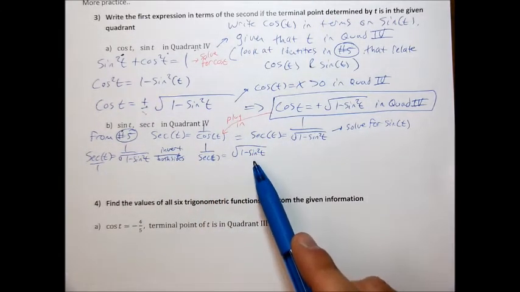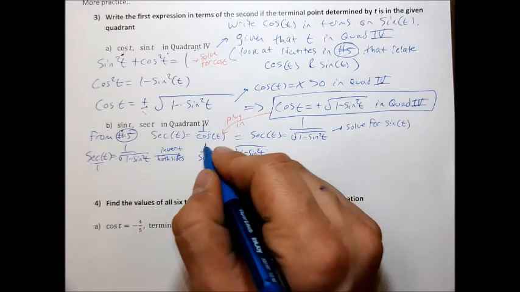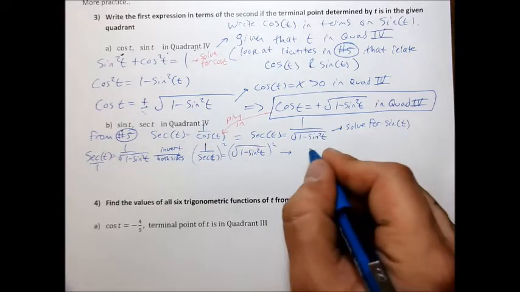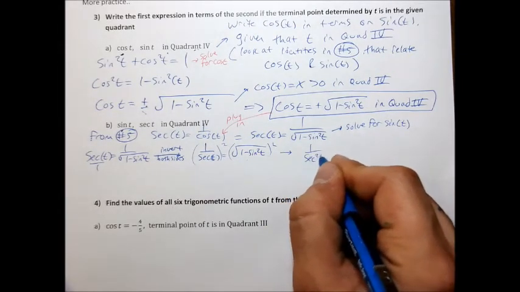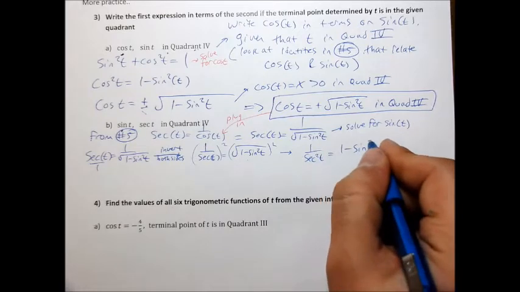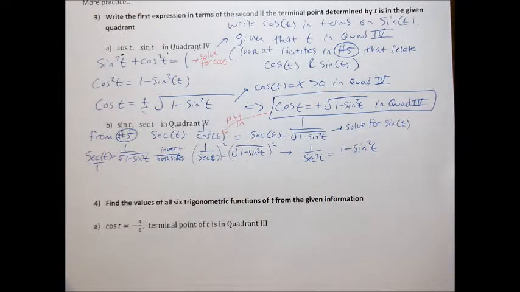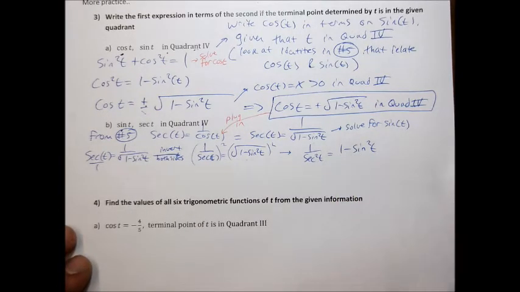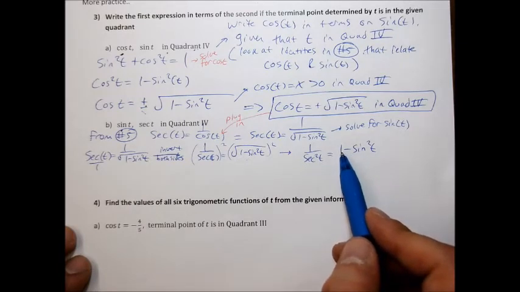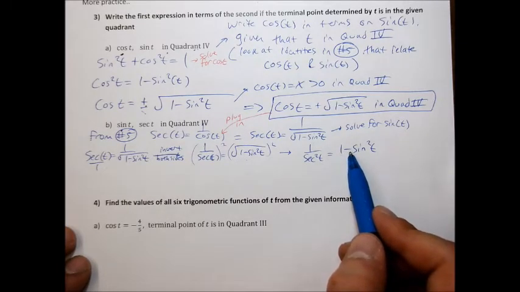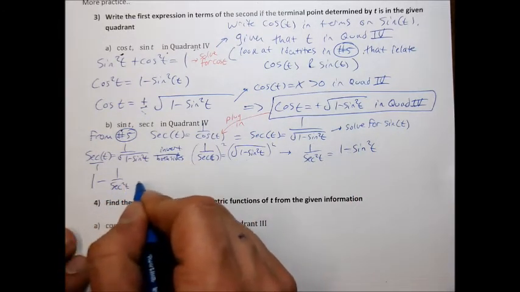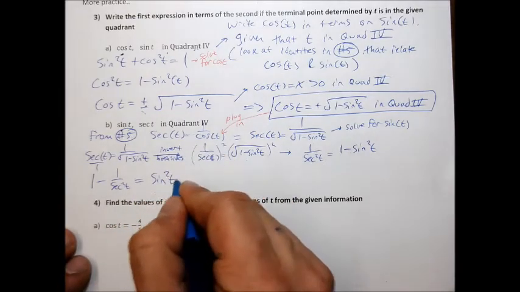Now I want to get sine by itself, so I want to get rid of the square root here. And so the way you get rid of a square root is by squaring everything. So we square both sides, and we end up with 1 over secant squared equals 1 minus sine squared. I'm getting close to having sine by itself, so let's subtract the 1 over to the other side and multiply by negative 1. So I'm going to do 2 steps. I'm going to subtract the 1 and multiply by negative 1. And so we'll end up with 1 minus 1 over secant squared equals positive sine squared.